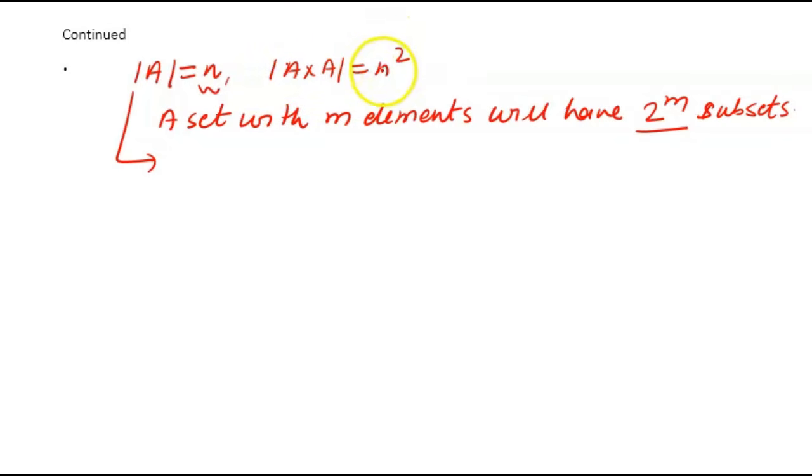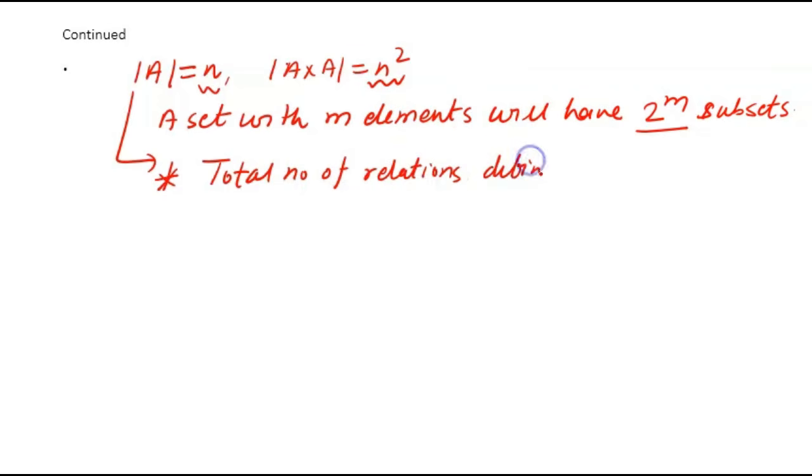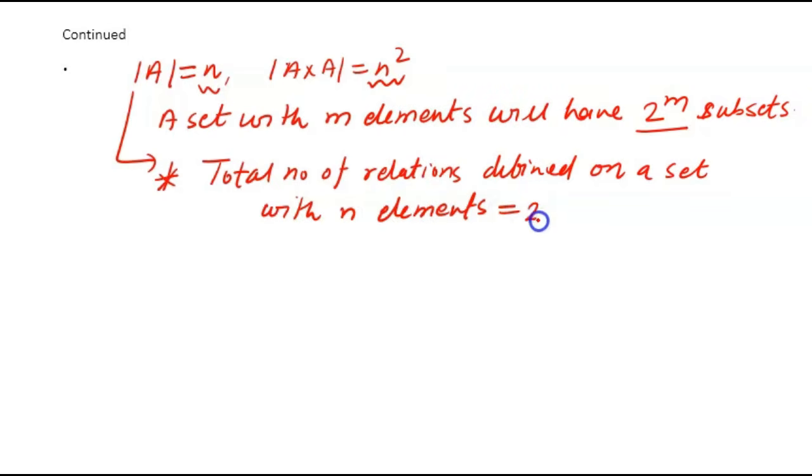Now A cross A has how many elements? N square elements. So the total number of relations, and this is important, you need to remember this. So the total number of relations defined or possible on a set with n elements: how many total relations will there be? It will be 2 to the power n square.